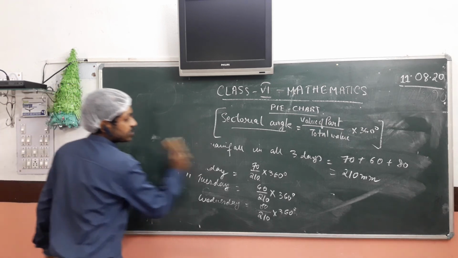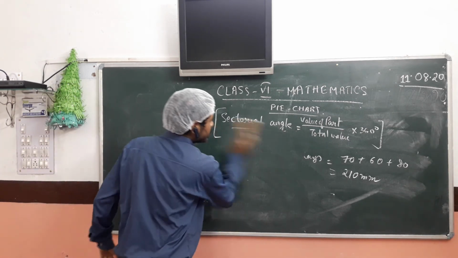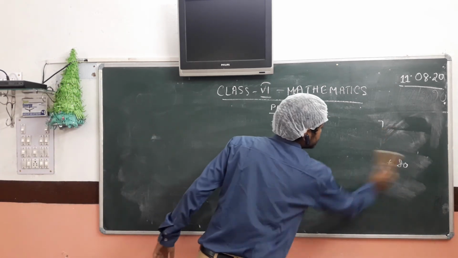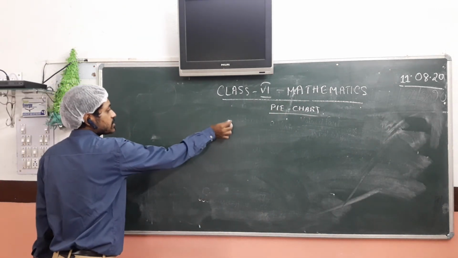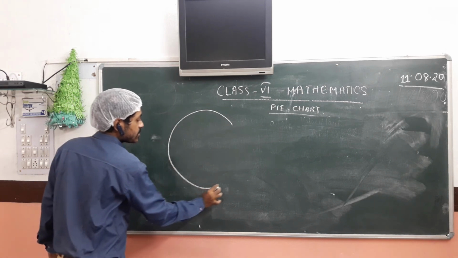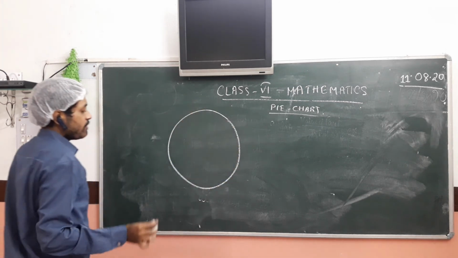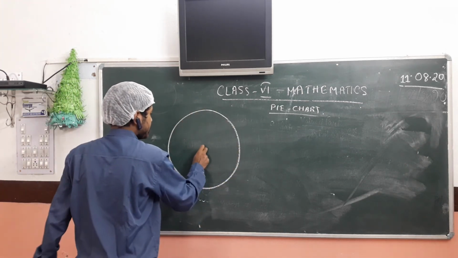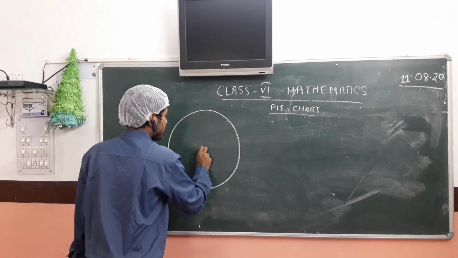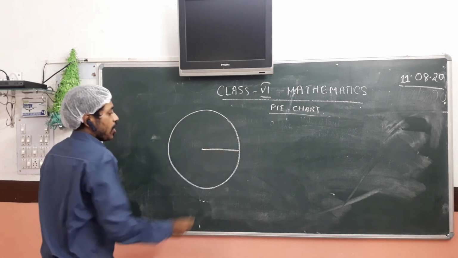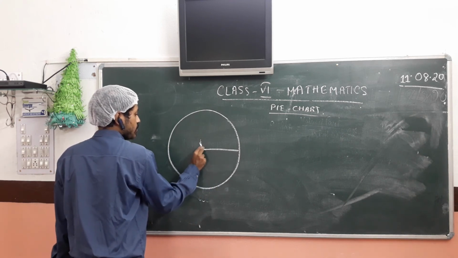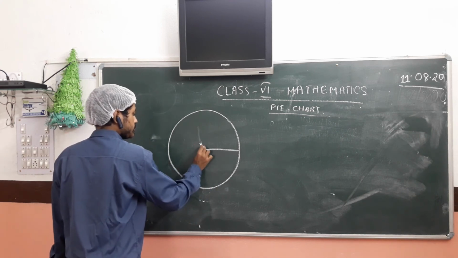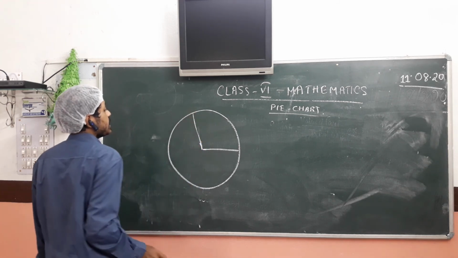Last, how to construct the pie chart. After finding out the respective angles, we should draw a circle of desirable radius. Not very small, not very big. We shall select the center. We shall mark our radius. We shall place our protractor here and draw the first angle using a ruler. We shall draw the first angle.